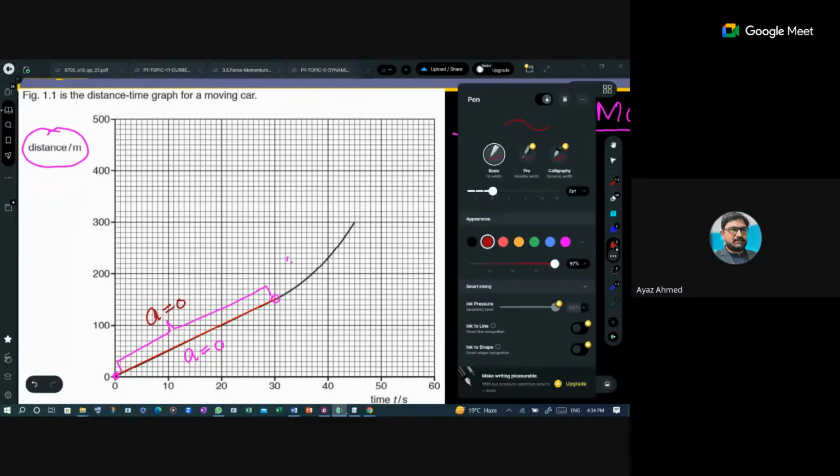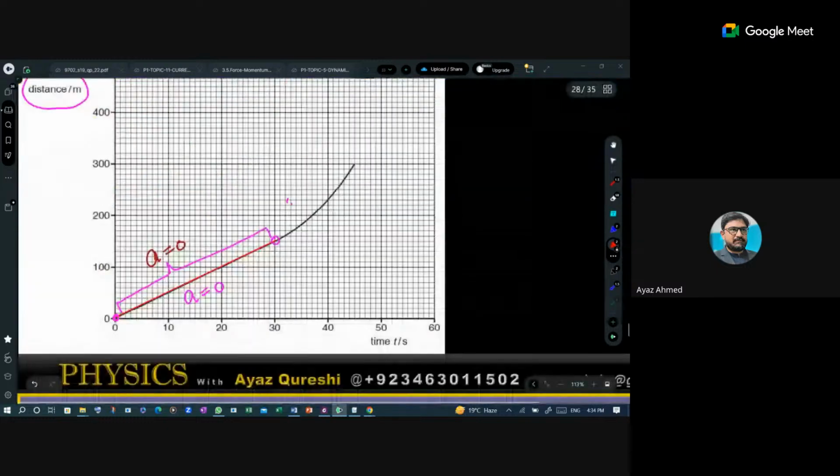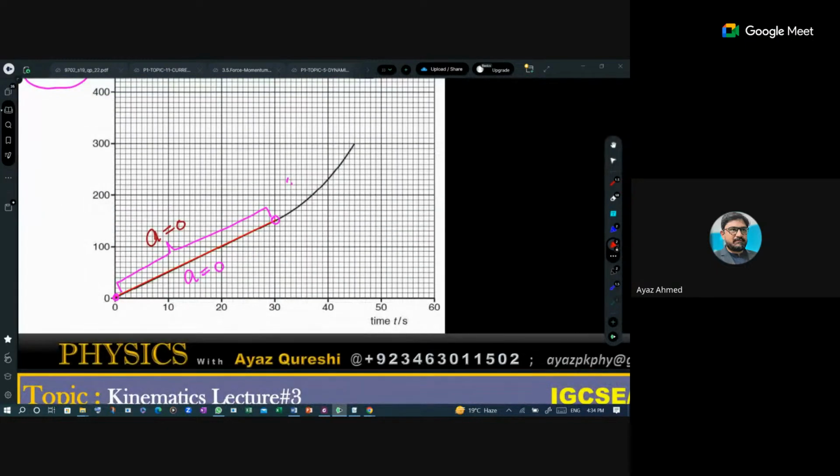Okay, let's talk about the other part of this. The speed of the car at time equal to 15 seconds. What to do? Speed of the car at time equals 15 seconds. So where is 15 seconds? Isn't it the same question with the same behavior? 15 seconds is in between, over here. Yes.